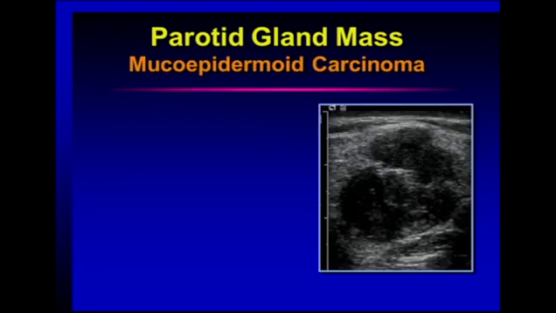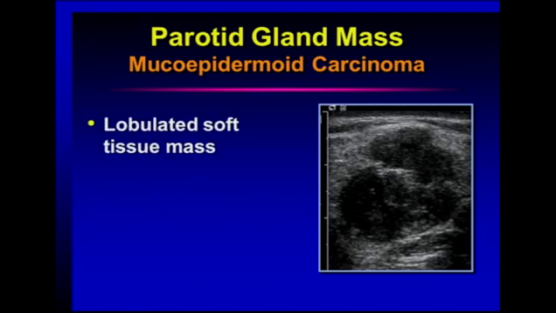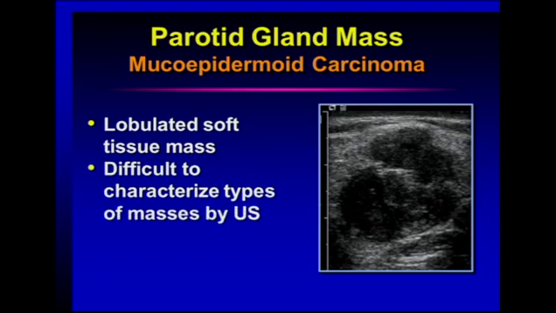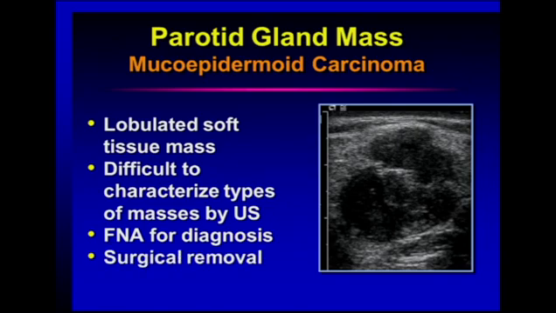This individual presented with a palpable mass within the parotid gland, a lobulated soft tissue mass sonographically, but it's difficult to characterize these various types of salivary gland masses. Therefore, FNA is generally done for diagnosis. In this case, unfortunately, this was a malignancy within the parotid, and surgery is certainly recommended.